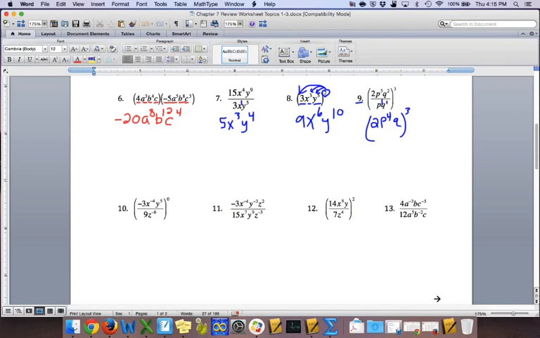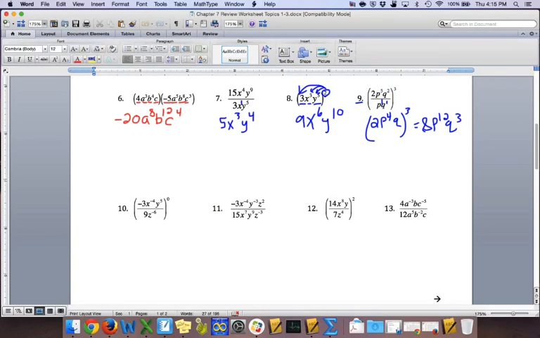So that's to the 3rd power. So now remember, just like the last problem, that 3rd power has to apply to all 3 things in here. So 2 to the 3rd power, which is 2 times 2 times 2, is 8. P to the 4th to the 3rd power is like 4 times 3, so that's p to the 12th. And then q to the 3rd power.